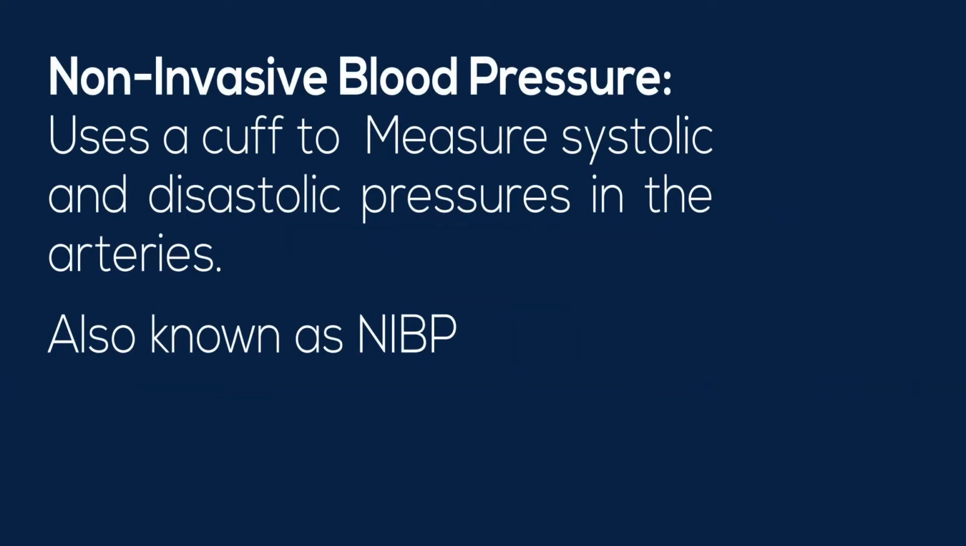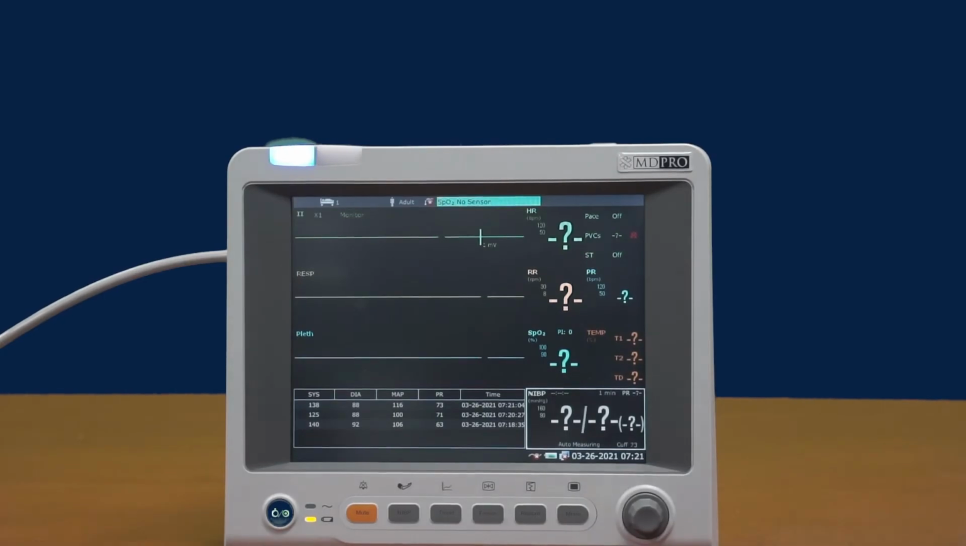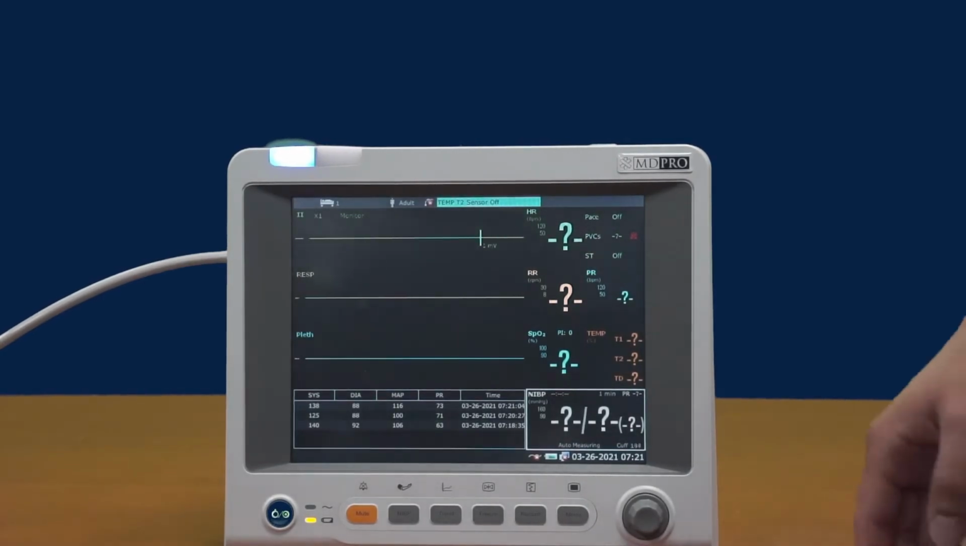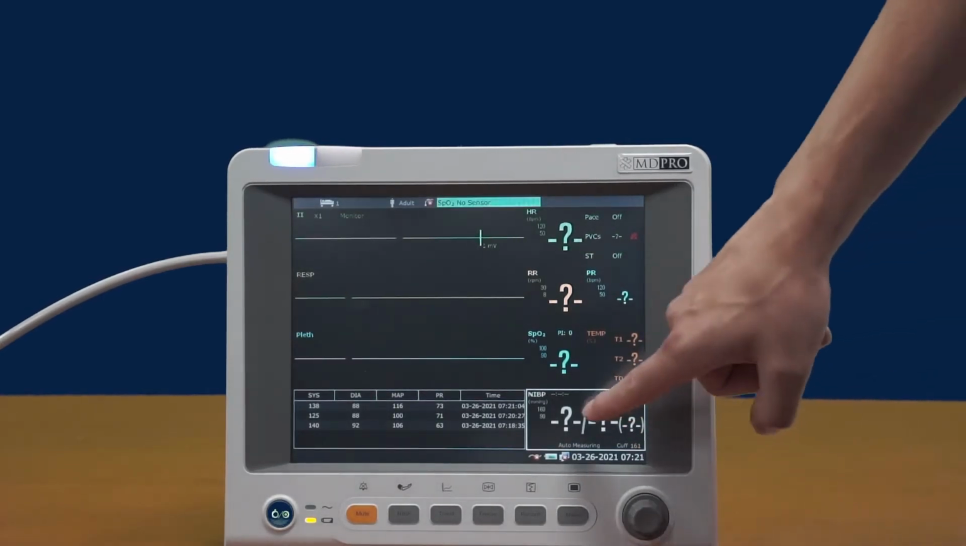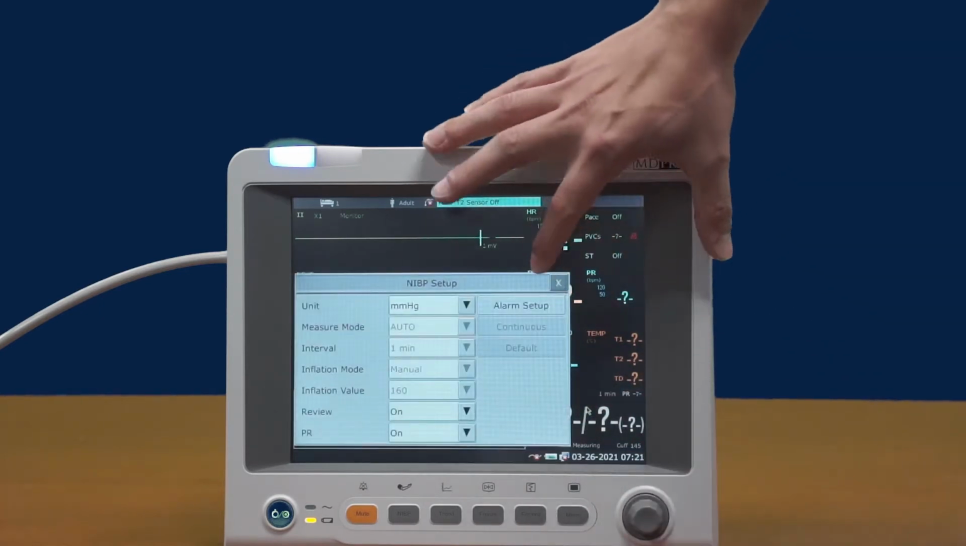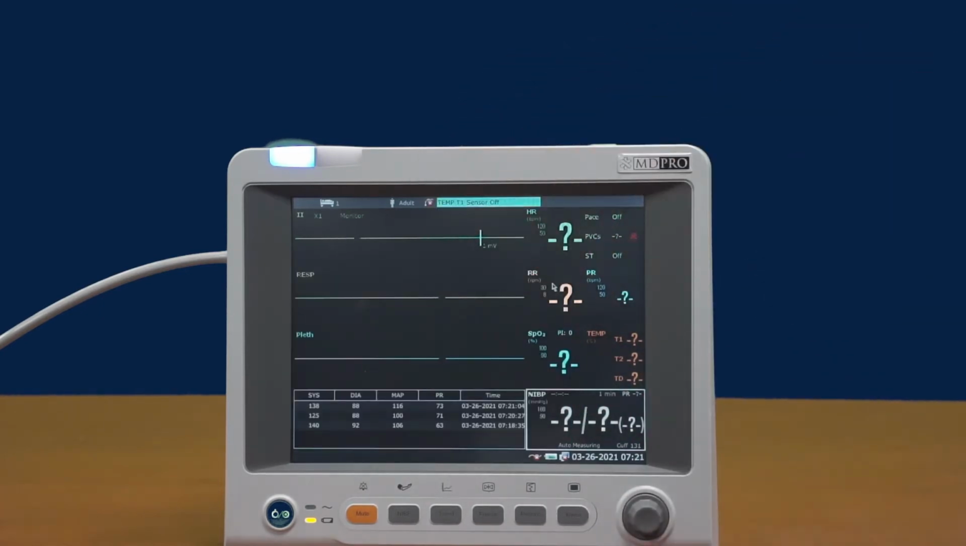NIBP, or non-invasive blood pressure, uses a cuff to measure systolic and diastolic pressures in the arteries. For each heartbeat, blood pressures vary between systolic and diastolic pressures. Systolic pressure is peak pressure in the arteries. Diastolic pressure is the minimum pressure in the arteries, which occurs near the beginning of the cardiac cycle. As an example of normally measured value for a resting healthy human, the systolic pressure would be around 120 and around 80 for diastolic, commonly written as 120 over 80.